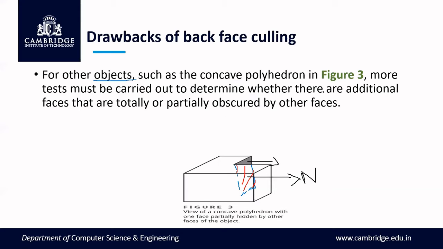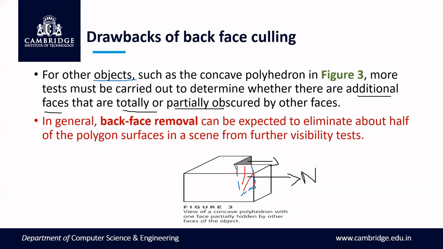So I have to do one more test. Apart from this, I have to go ahead with an additional test to identify the additional faces that are totally or partially obscured. After identifying which face is back face and front face using an object space method, on top of that I have to go ahead with one more algorithm to detect whether this face is totally hidden or partially hidden. So this is a drawback we are finding here. Fine.